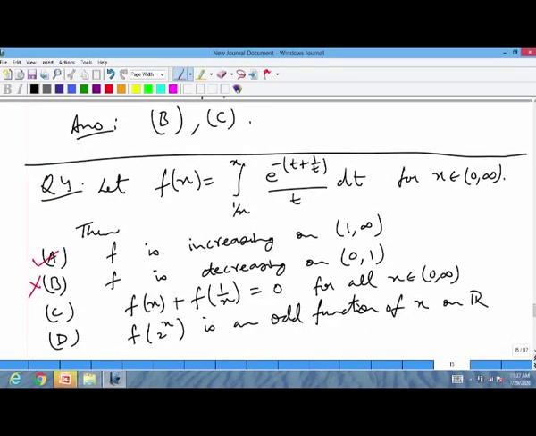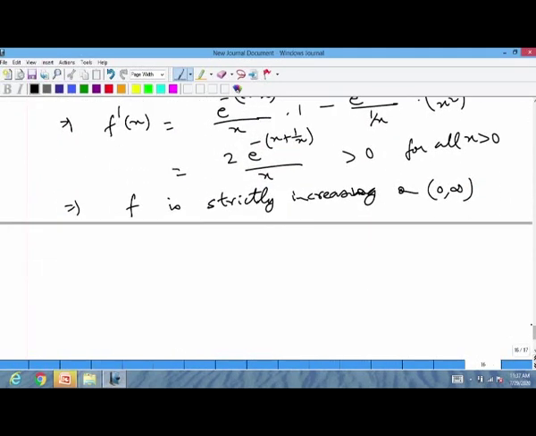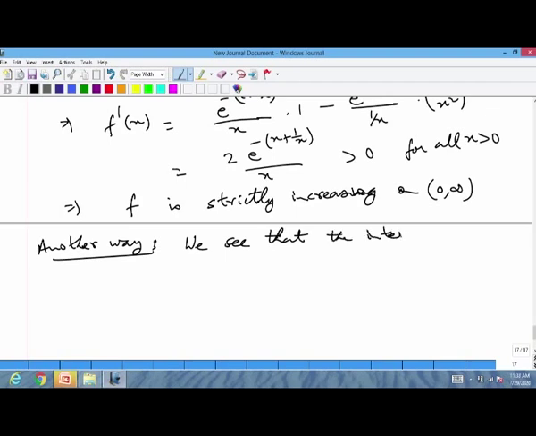Note that we could have also deduced this same thing without calculating the derivative of this function, because let me write another way. We see that the interval 1 by x to x increases as x increases. Why is this? Because as x increases, the lower end point 1 by x will decrease and the upper end point x increases. So, therefore, as x increases, the interval becomes bigger and bigger.